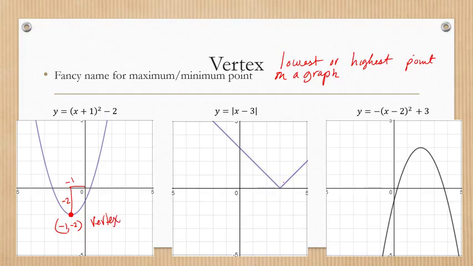Okay, the lowest point here, because it's opening up, is right here. 1, 2, 3. This is going to be 3, 0. That is the vertex. Right here, we're going to go over 2, up 3. So this is the vertex. 2, 3 is the vertex.